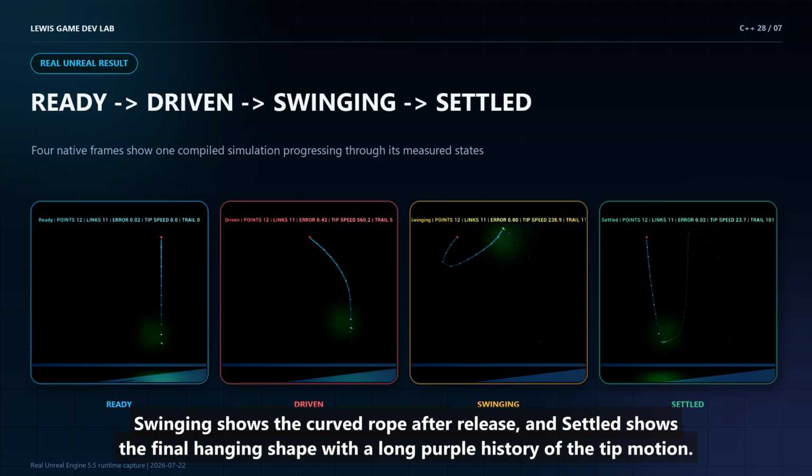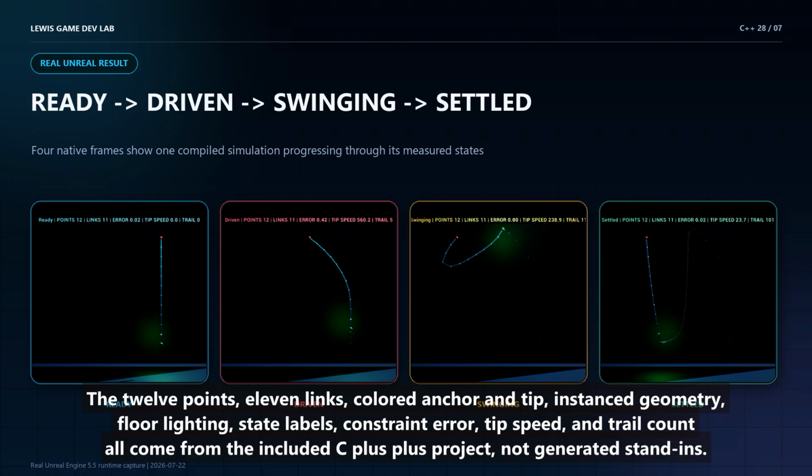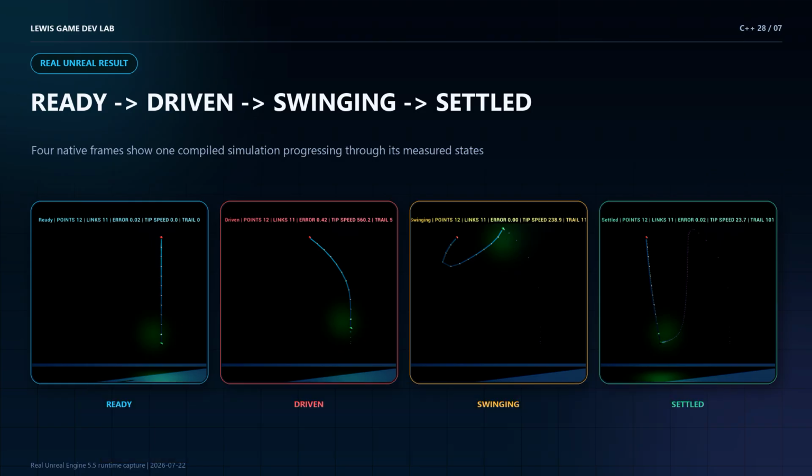the tip motion. The 12 points, 11 links, colored anchor and tip, instance geometry, floor lighting, state labels, constraint error, tip speed, and trail count all come from the included C++ project, not generated stand-ins.